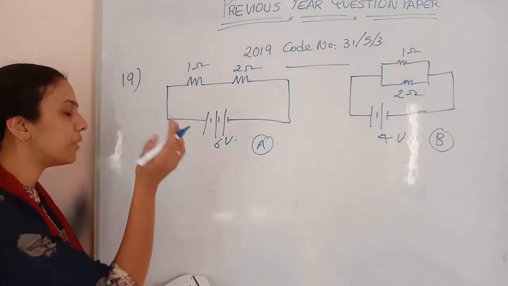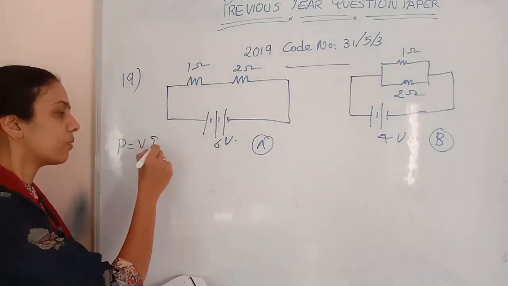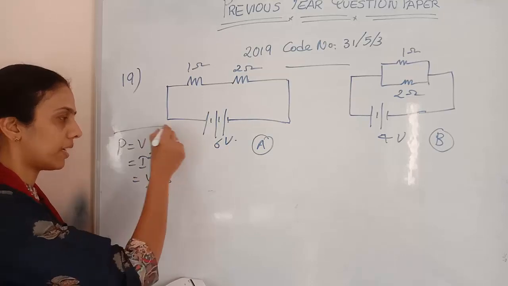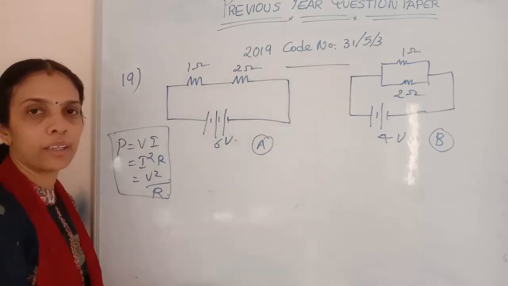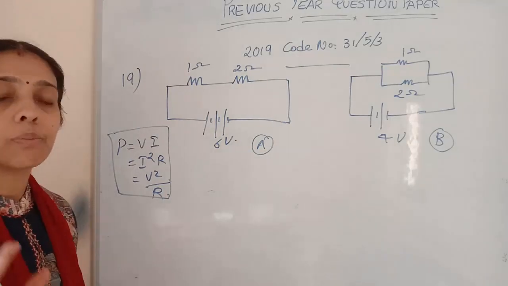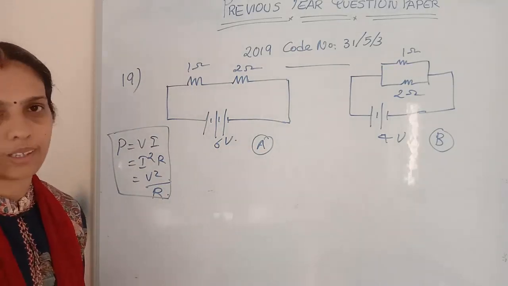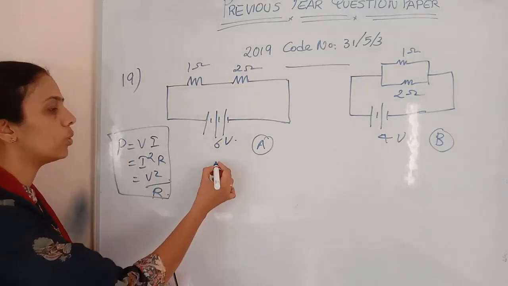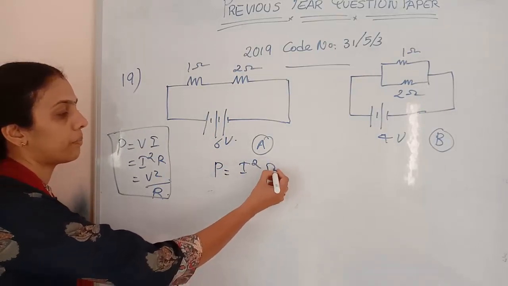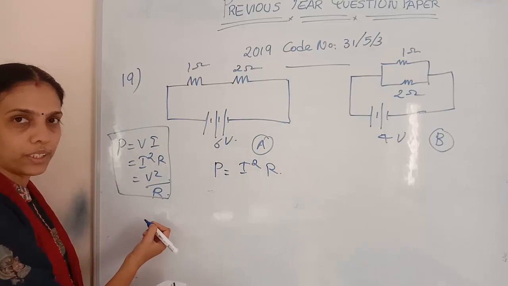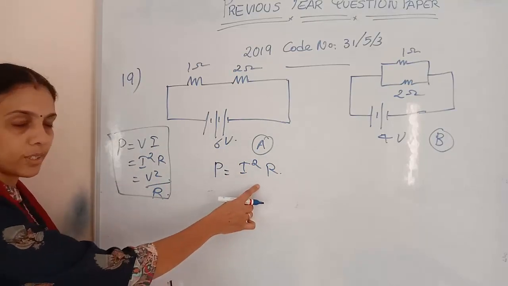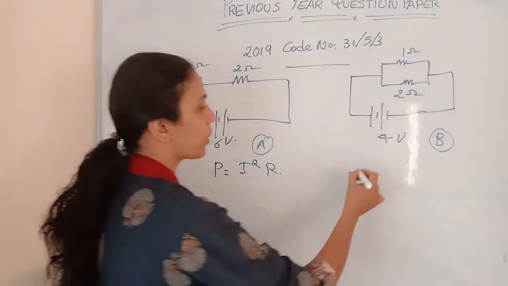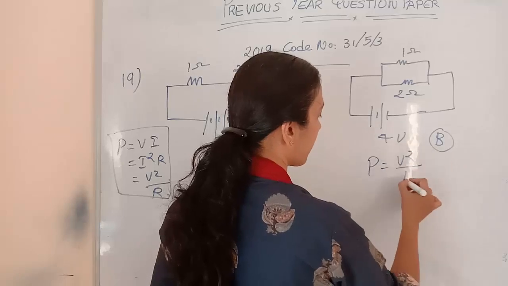We know the formula for power as P equals VI, I square R, that is equal to V square by R. 3 formulas we have. So which formula can we use for which one? Say in series, which term will be constant? Current will be constant in series, isn't it? So we should consider the current and resistance. So P equals I square R. In the other circuit, which one will be constant? Potential difference is constant, so you can take the formula P equals V square by R.